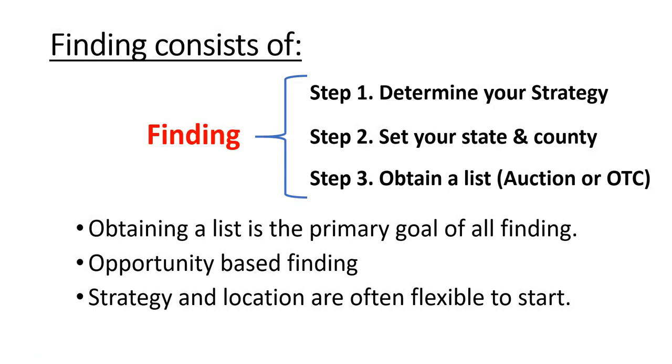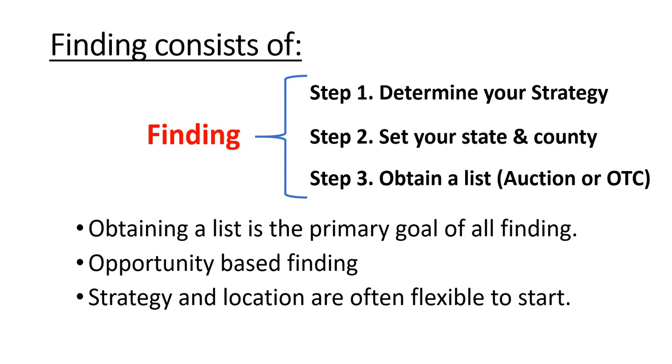So if we're talking about finding, what exactly are we talking about here in the beginning? Well, ultimately finding is about obtaining a tax sale list that you can begin working off of, whether that be from an auction or over the counter, whatever type of list it is. Really your finding process is about trying to obtain that list so that you can begin searching through it.